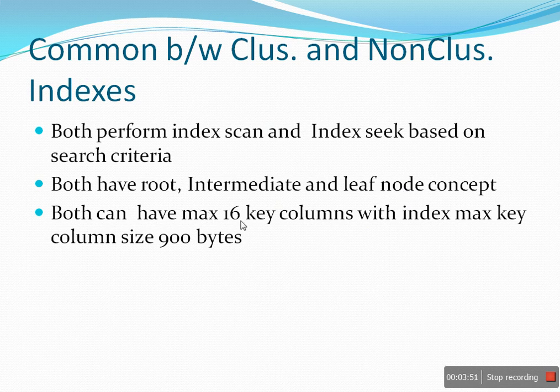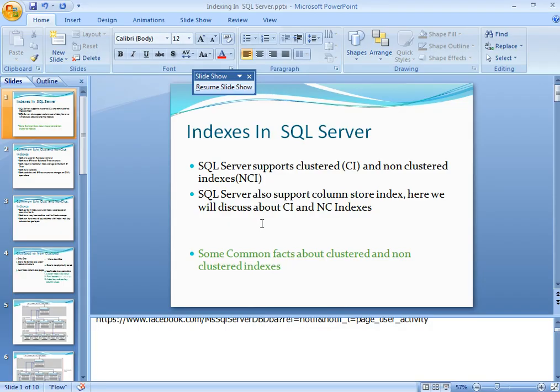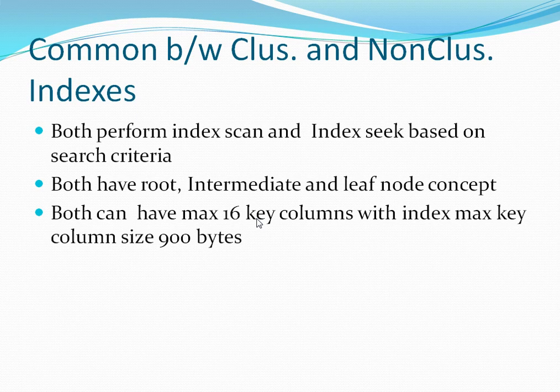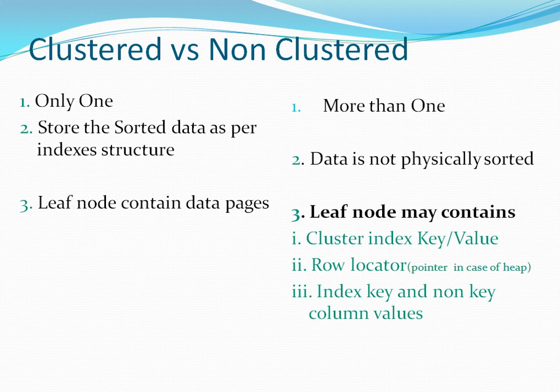Both can have a maximum of 16 key columns with an index max key column size of 900 bytes. So for the clustered index we can have 16 key columns, and for the non-clustered index too. Both follow the same limitation. The column max size of the 16 columns should be 900 bytes, not more than that, otherwise the index will not be created. So these are some basic differences.